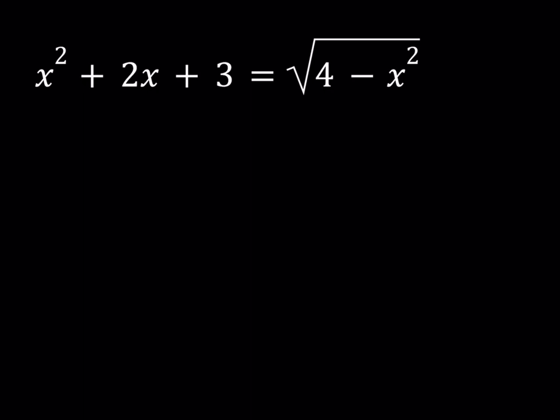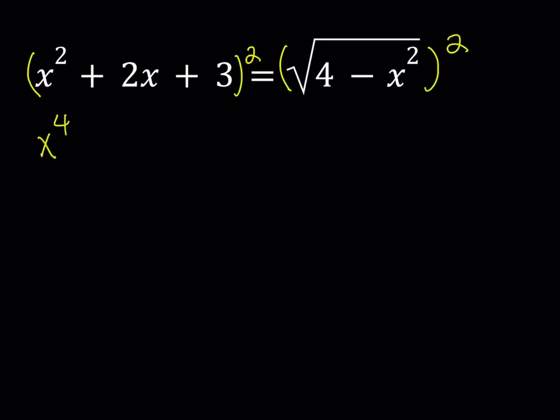So we have x squared plus 2x plus 3 is equal to the square root of 4 minus x squared. In most radical equations we can square both sides and get rid of the radical. Let's go ahead and do that first. So if you square both sides here, you get the following.